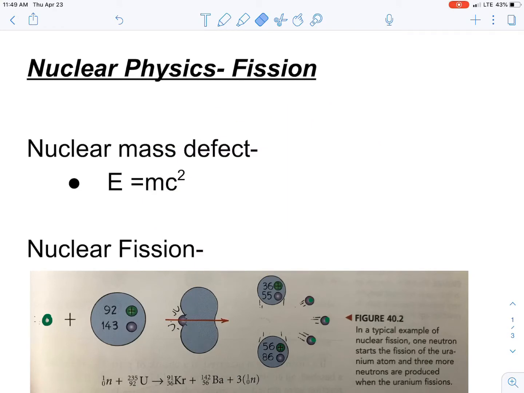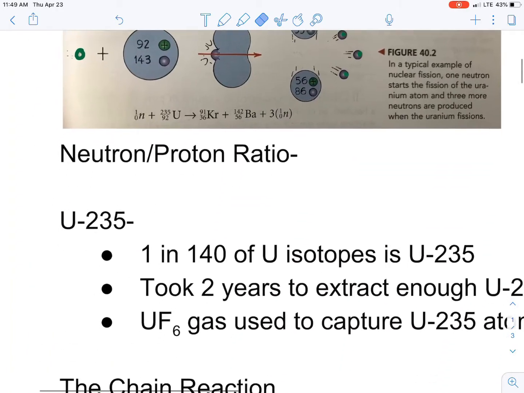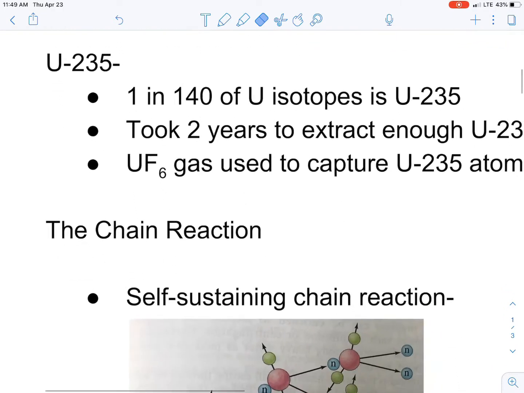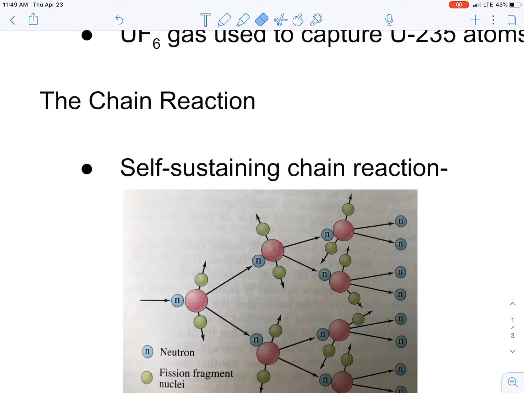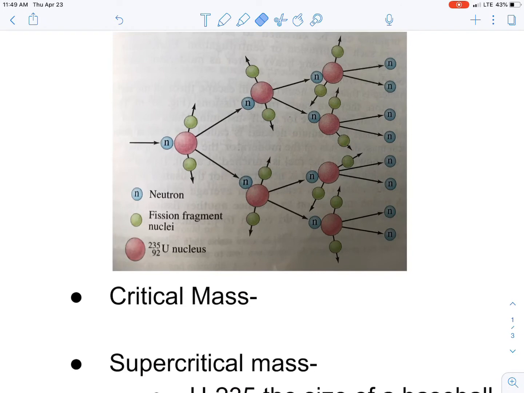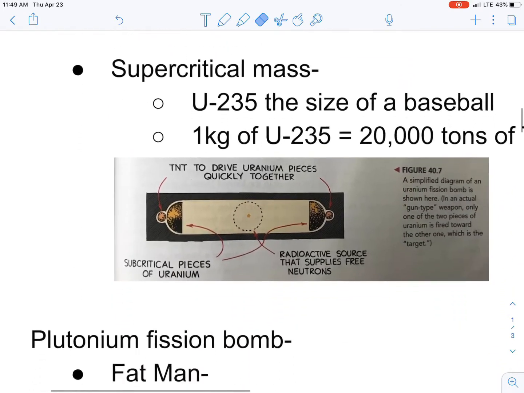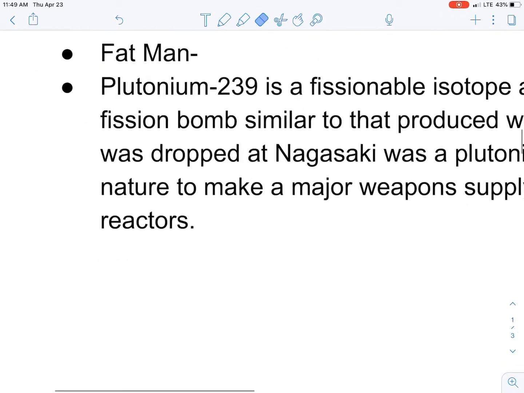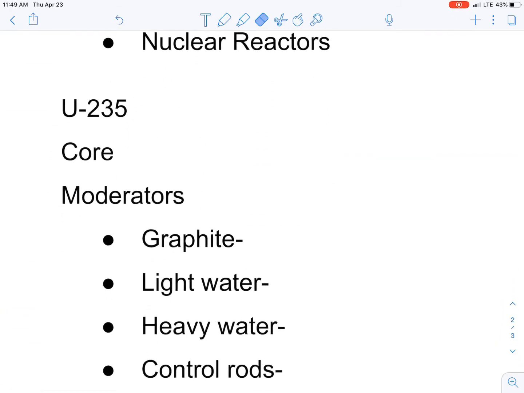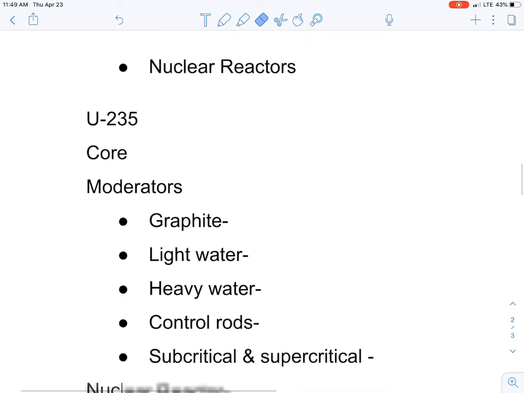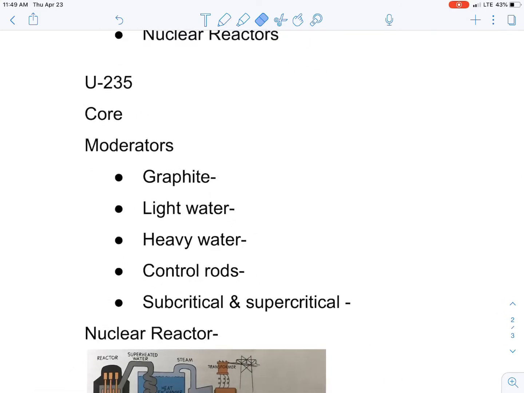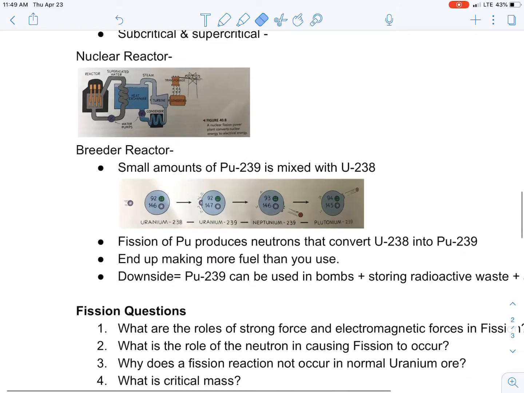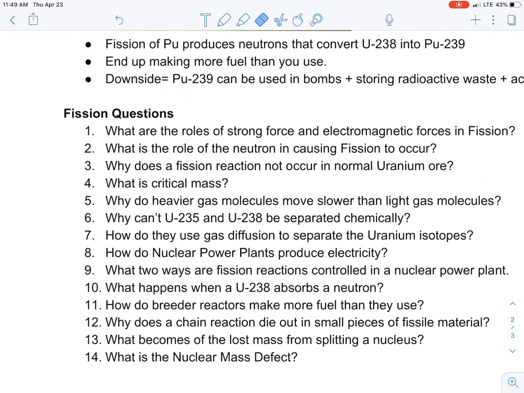We're going to go into a little detail about that, and then we're also going to talk about the nuclear mass defect, some of the isotopes they use to do fission. We're going to talk a little bit about critical mass, and how they made the atomic bombs used in World War II. And then we're also going to talk about nuclear reactors and how they work. And at the end, we have some questions that you'll have to answer.